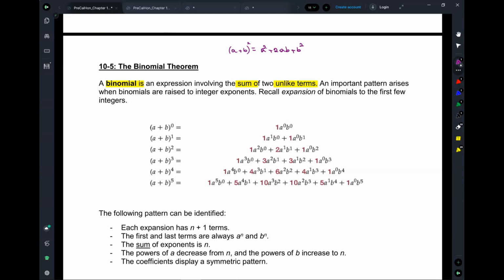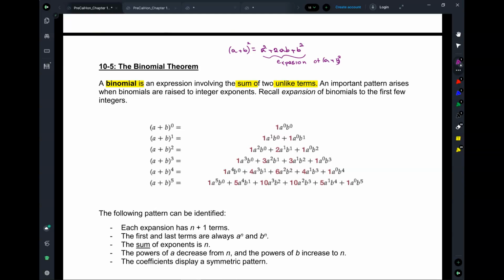So take a look here, right? This shows a squared plus 2ab plus b squared. We call this the expansion of a plus b to the power of 2. Okay? So what you're given here is a plus b raised to different integer exponents. So raised to the 0, 1, 2, 3, 4.